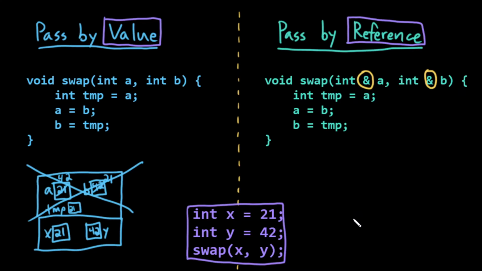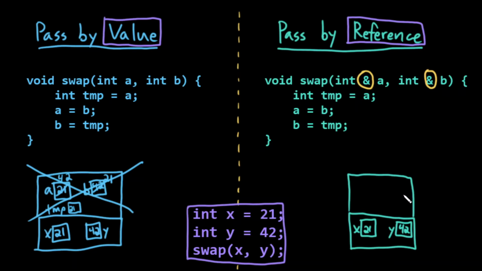So how will this look when I call it? Again, I run that first little code snippet, which creates a stack frame that has x with value 21, y with value 42, and then I call swap x and y. This creates a stack frame. But actually, a and b are references to x and y. So a is actually a reference to x. It's another name for the exact same variable. B is a reference to y, so it's another name for the exact same variable.